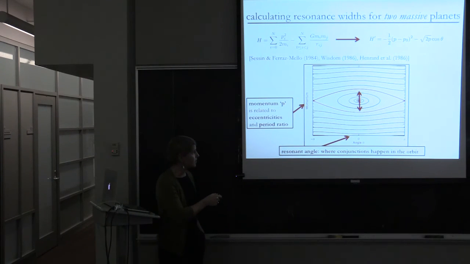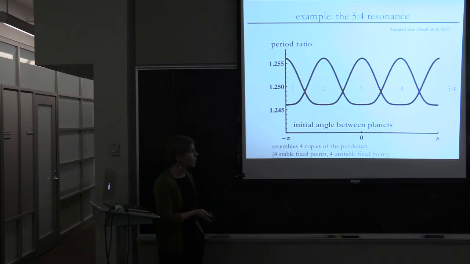It's just that now the momentum depends on the period ratio and the eccentricities, and this angle is telling you where conjunctions happen in the orbit. So this is what the boundary of the resonance looks like for the 5 to 4 resonance. What you can see is that it looks like 4 copies of the pendulum.